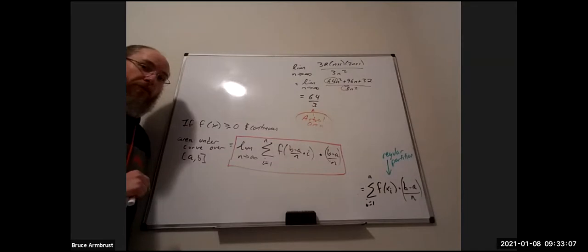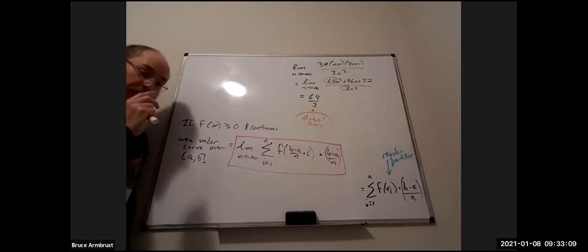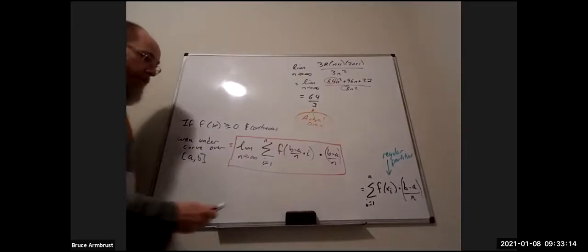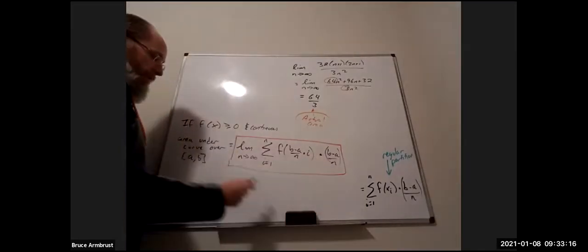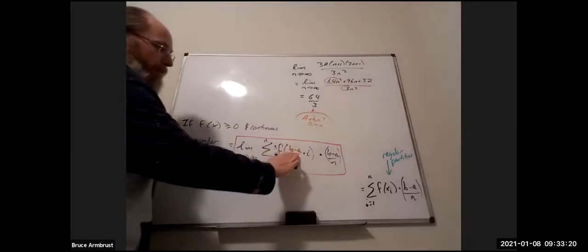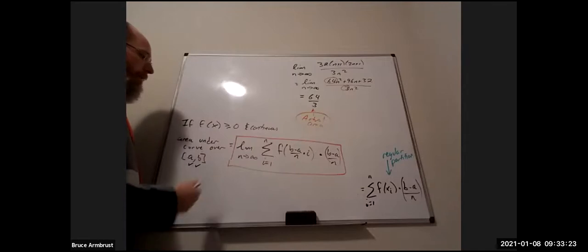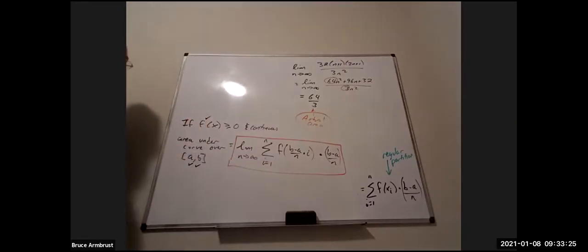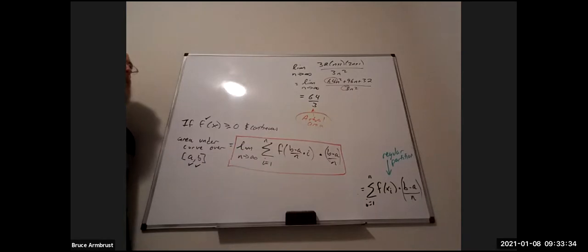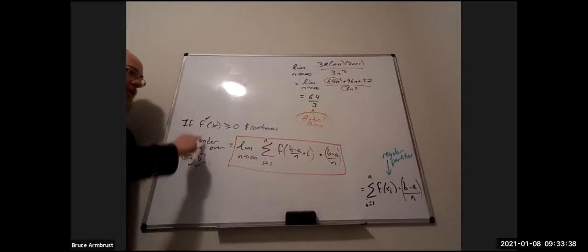All you need to know to do this, if you look at this, there are only 3 things you need to know. You need to know b and a, right? You need to know those 2 numbers so that you can figure out the widths. And you need to know f. That's it. Because the n eventually goes away when we take the limit. All we need to set this thing up is the interval and the function.